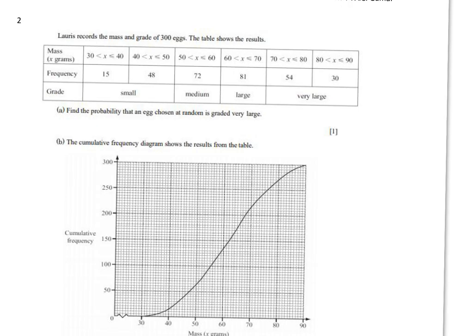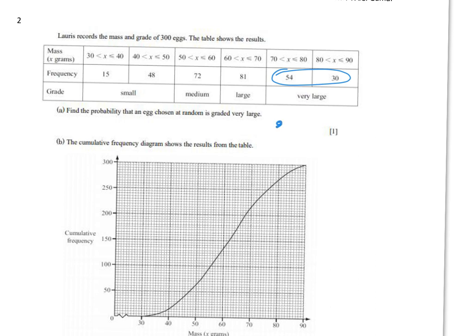Number 2, we have the cumulative frequency curve, and we have the table. From the table, find the probability that an egg chosen at random is graded very large. So very large. So how many eggs chosen are classified very large? 54 plus 30. So in all we have 84.